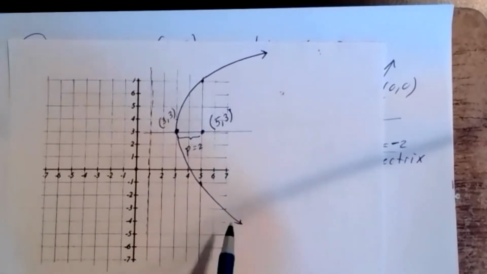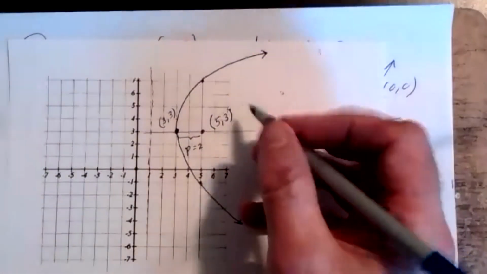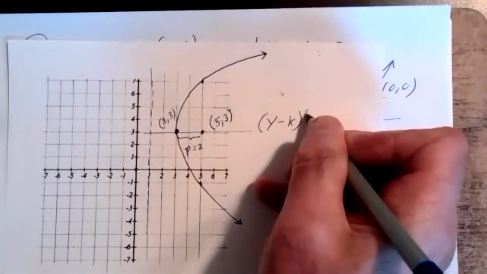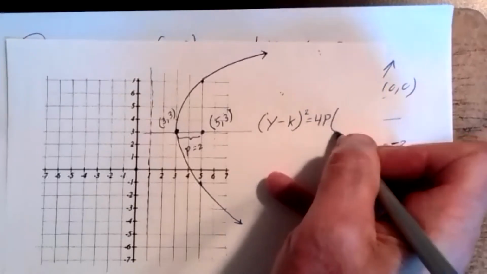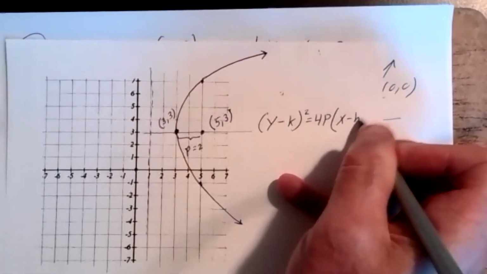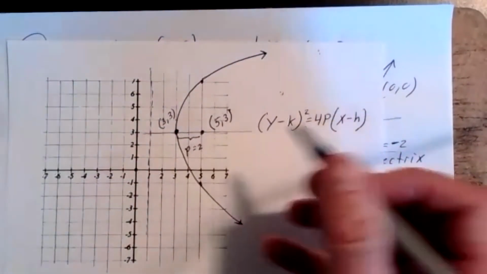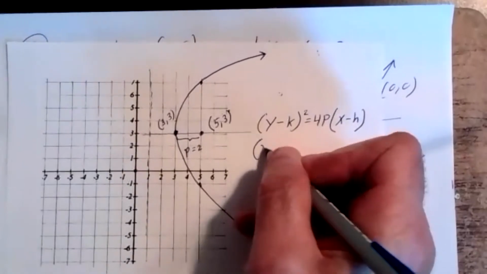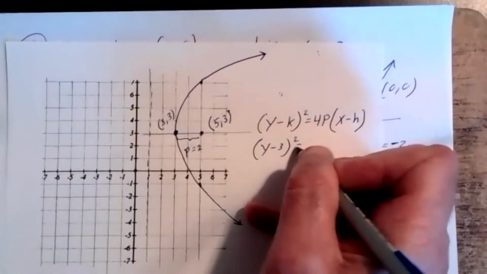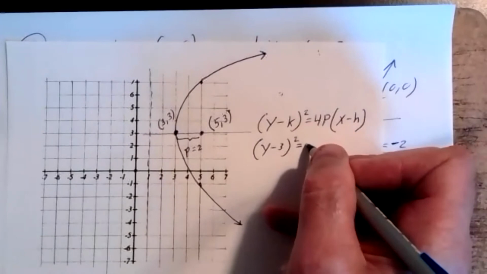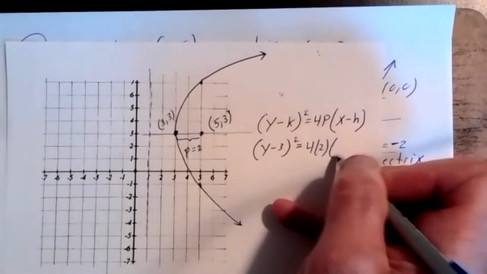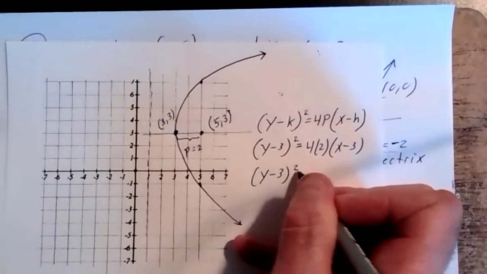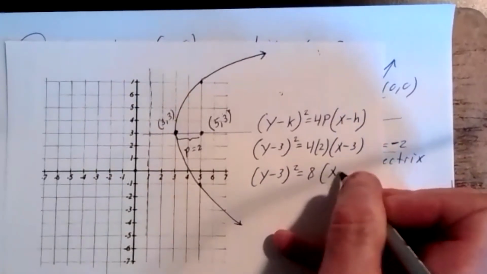And so therefore, since it's a parabola that opens to the right, the equation we're shooting for is for y to be squared, not x. So this would be the standard form equation that we're aiming for. The vertex is (3, 3), so k and h would be 3. So we have (y - 3) squared. P is 2, so 4 times 2 times (x - 3). And therefore your equation would be (y - 3) squared is equal to 8 times (x - 3).